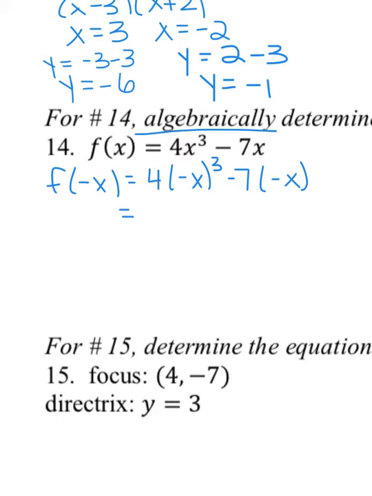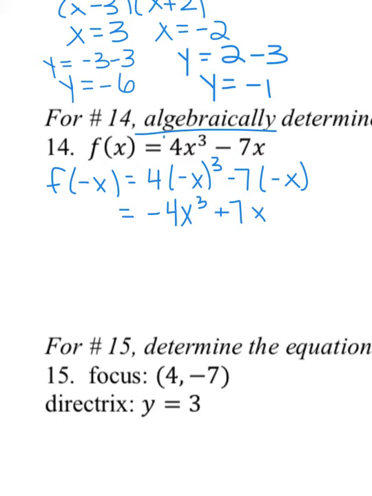So negative x to the third, a negative times a negative times a negative is still a negative. So you are stuck with changing that sign. So that's negative 4x to the third. And then negative 7 times negative x is positive 7x.